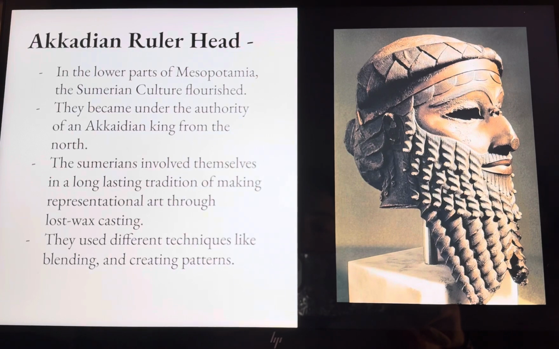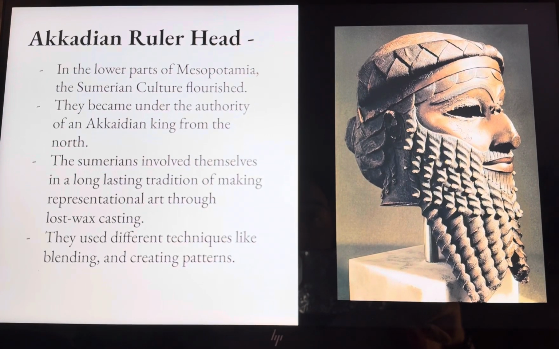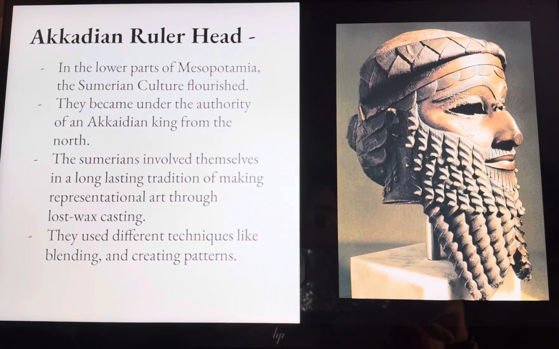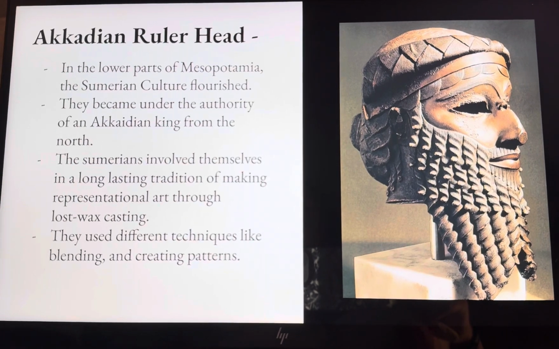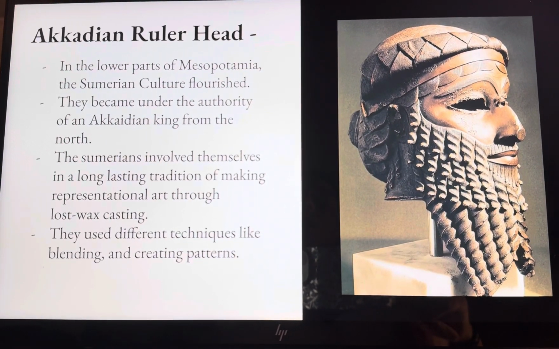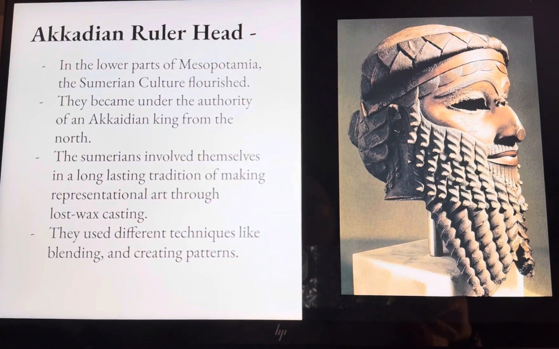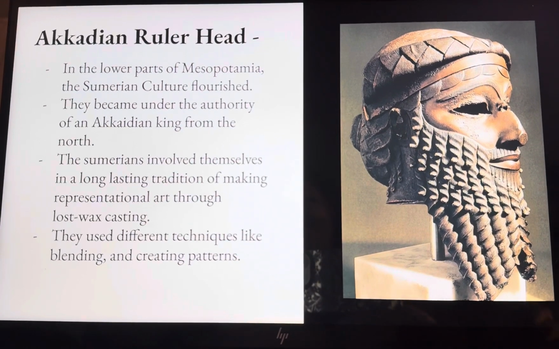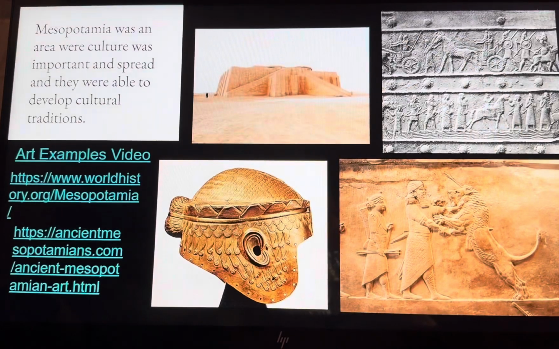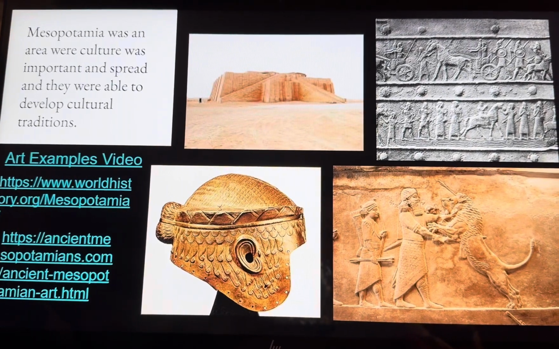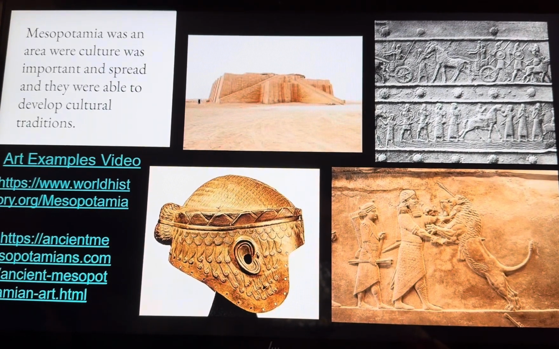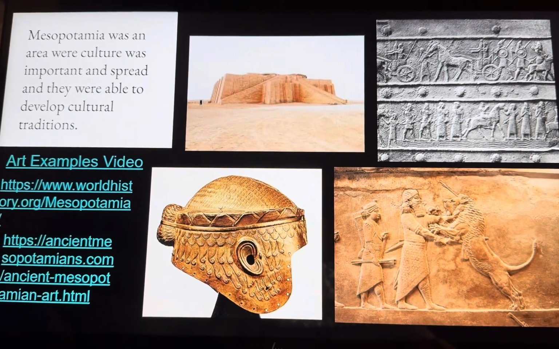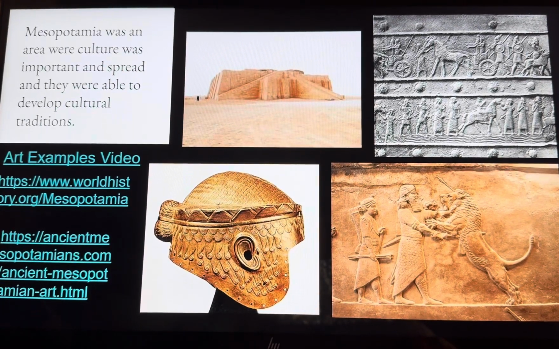Akkadian ruler head. Here's an image of an Akkadian ruler head. In the lower parts of Mesopotamia, the Sumerian culture flourished. They came under the authority of an Akkadian king from the north. The Sumerians involved themselves in a long-lasting tradition of making representational art through lost wax casting. They used different techniques like blending and created patterns. Here's a bunch of different images of art that they created over time. Mesopotamia was an area where culture was important and spread, and they were able to develop cultural traditions.